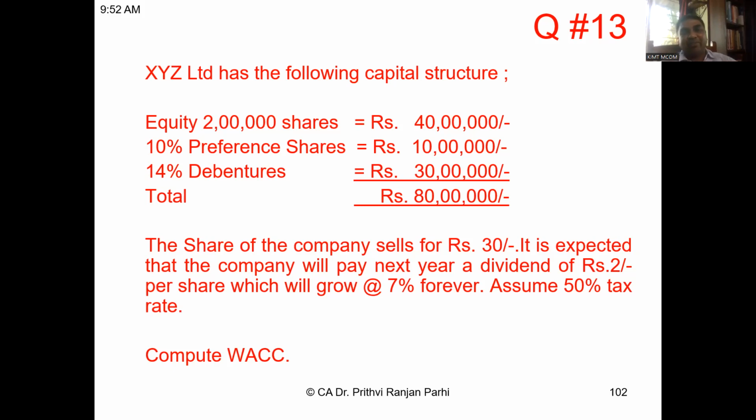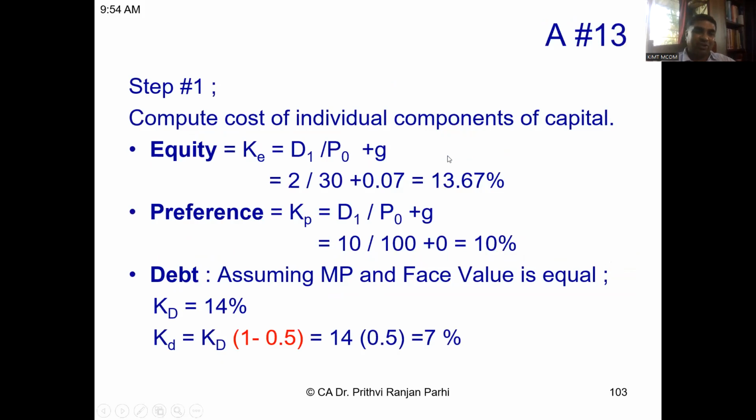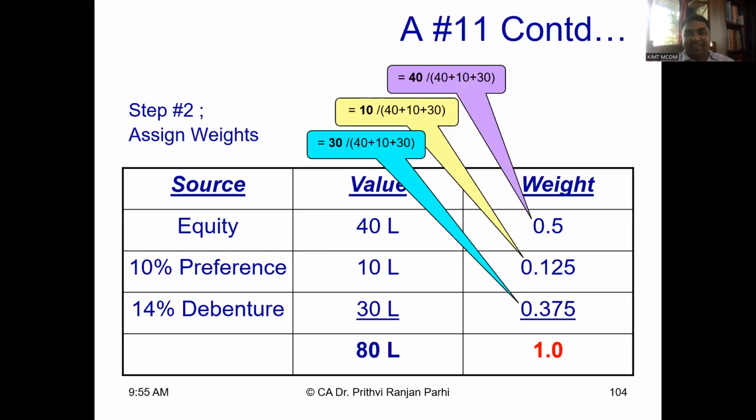If you follow the formula, first you have to compute the cost of each component. So cost of equity, you see D1 by P0 plus g, is computed to 13.67%. Cost of preference is computed like D1 by P0 plus g, it comes to 10%. Debt cost is 14% pre-tax; post-tax cost of debt is pre-tax cost of debt into 1 minus tax rate, it is 7%.